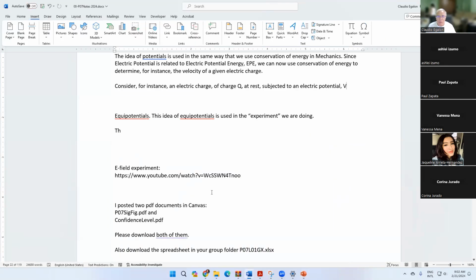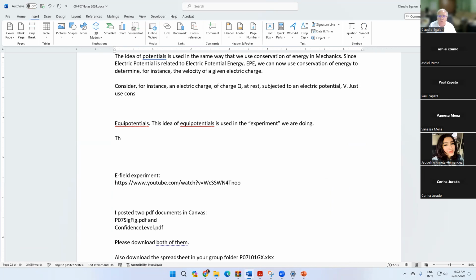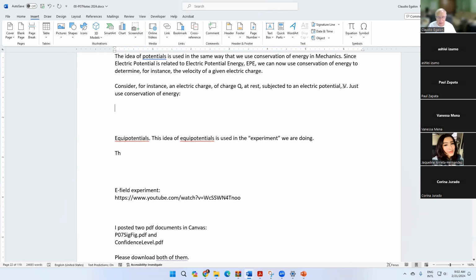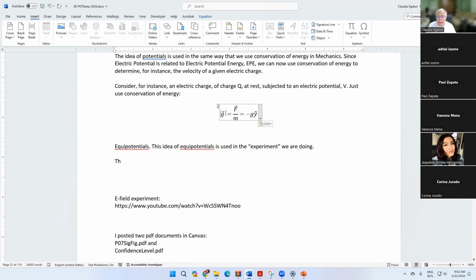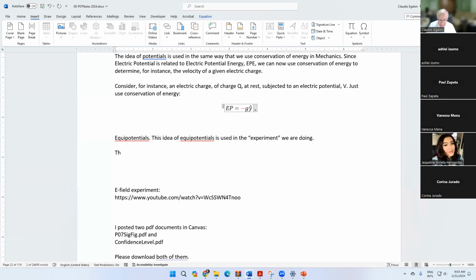So what you have to do here is just to use conservation of energy. It's going to be like that: initial electric potential energy, which we usually call U, plus initial kinetic energy.